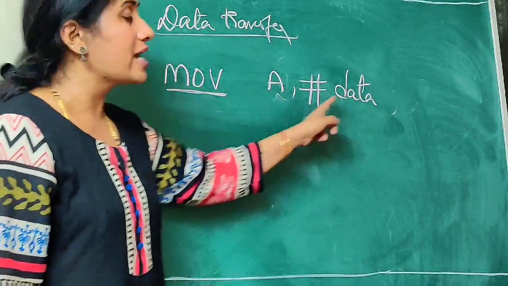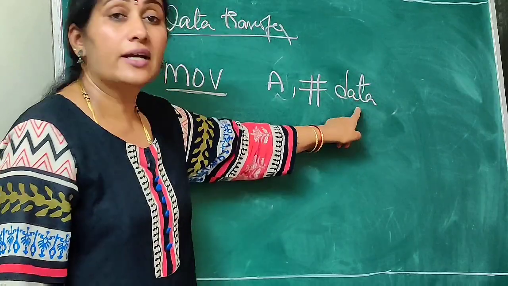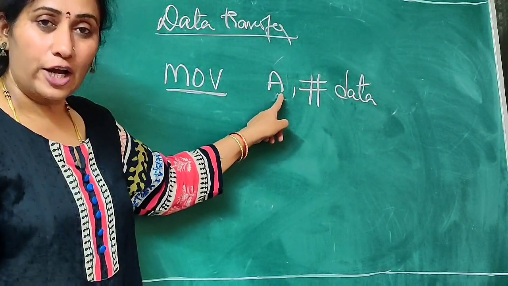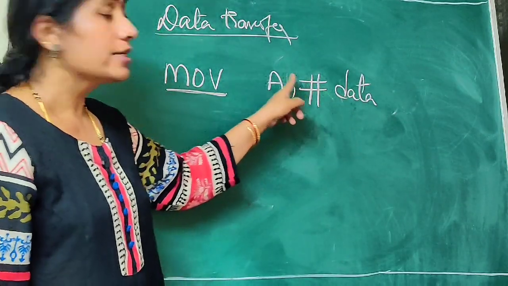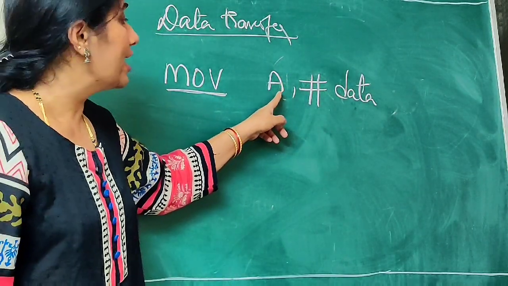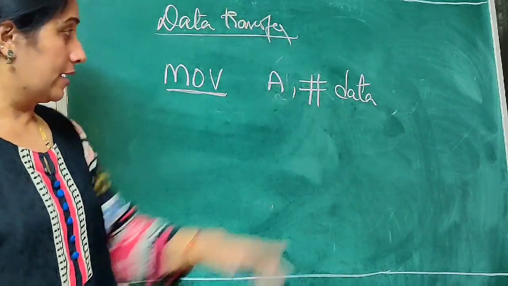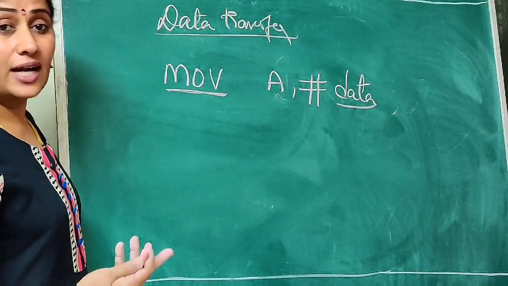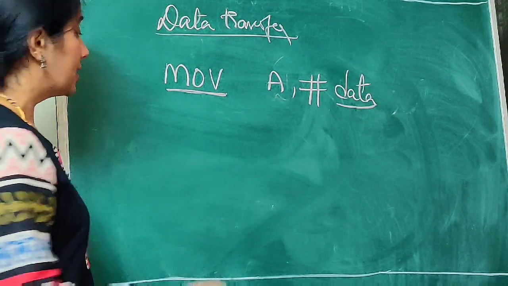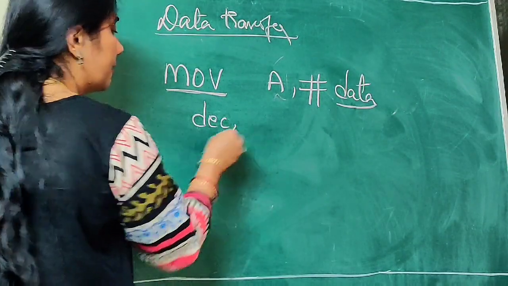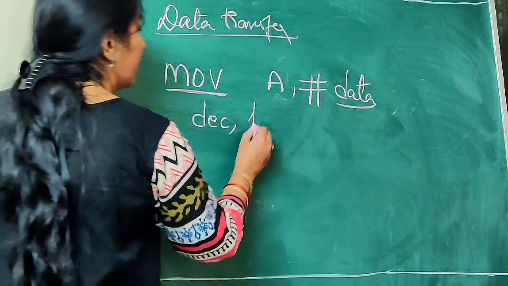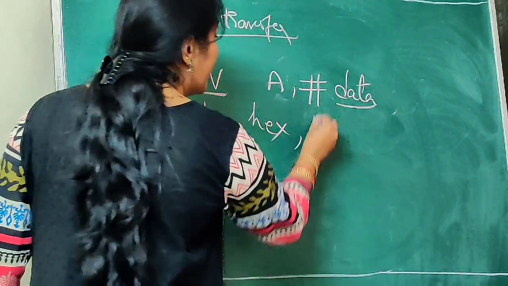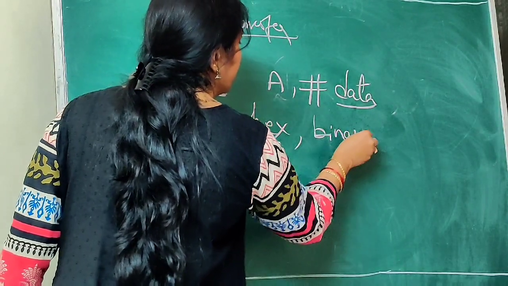MOV A, #data. The immediate data specified in the instruction will get copied into the accumulator. Now, when I have written data, what type of data can I give over here? I can give decimal data, decimal numbers. I can give the hex numbers. I can give the binary numbers.